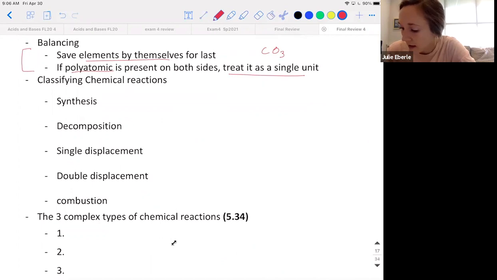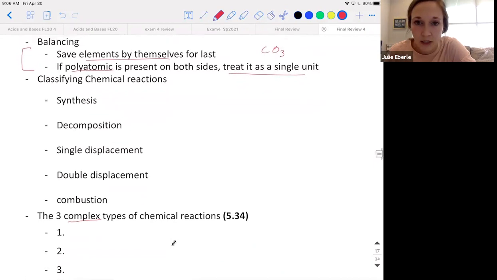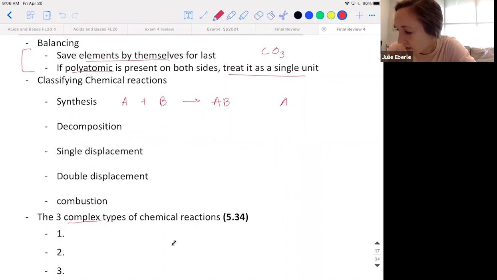So classifying chemical reactions. We talked about these first 5: synthesis, decomposition, single displacement, double displacement, and combustion. And we also looked at the more complex types: precipitation, acid-base, and redox. But here's synthesis. Synthesis is when you have things combining. Such as A and B make AB. Or it could be 3 things, such as A, B plus C make ABC. It's just things are combining.